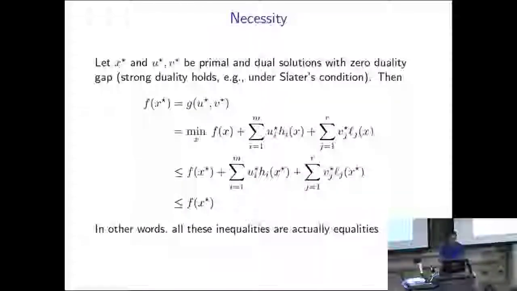Right. So let's start with necessity. This direction is fairly straightforward. So let's suppose that I gave you solutions x star and u star, v star. And I told you they were primal and dual solutions. And I told you one more thing. I actually told you that not only are they solutions, there's zero duality gap. So the value attained by u and v is equal to the value attained by x with respect to their own problems. Right? f star is equal to g star.